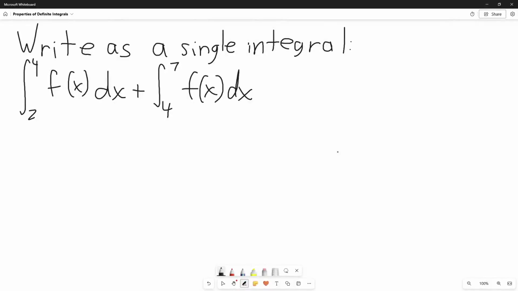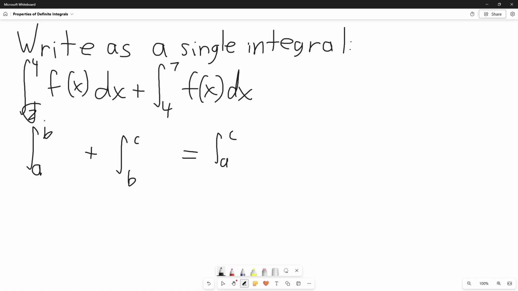Now, these rules are pretty easy to get a hang of, so we're just going to go straight into practice problems. If you think you know how to do this one, then pause the video and do it. This problem says write as a single integral, and it is the integral from 2 to 4 of f of x with respect to x plus the integral from 4 to 7 of f of x with respect to x. As you can see, this is in the form of the integral from a to b plus the integral from b to c, and as we discussed, it's just the integral from a to c.